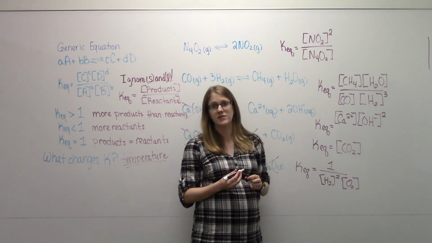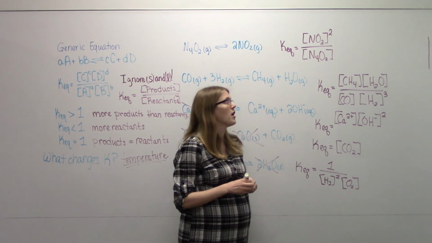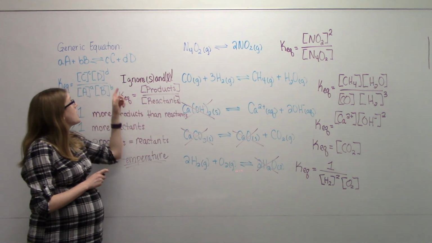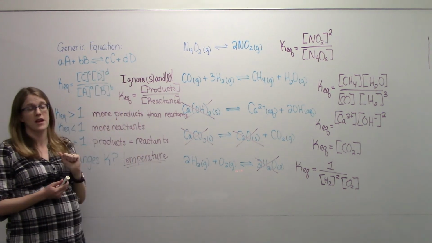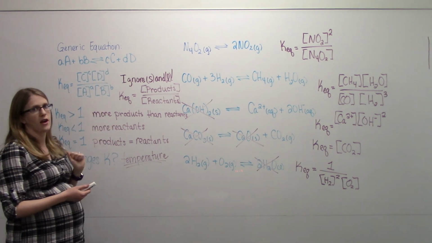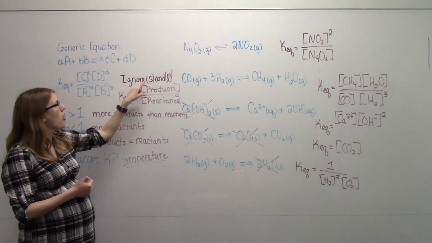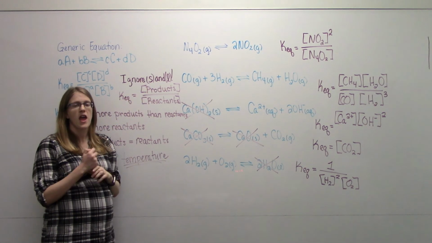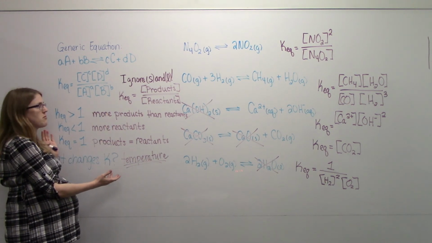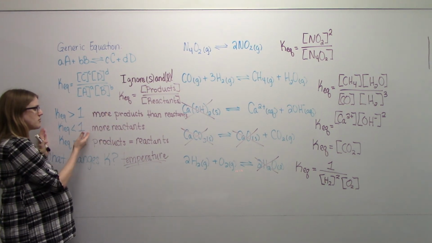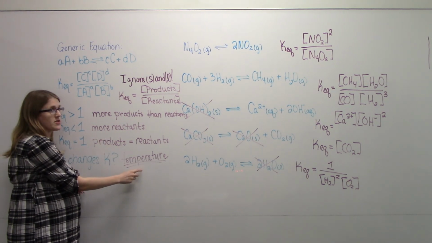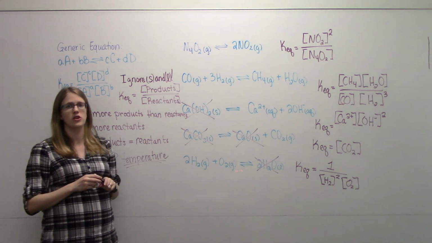So before I end this video, I want to go over some key points. Generally speaking, you're looking at products over reactants. You are taking the coefficients, turning them into exponents. Do not change the substance at all inside the brackets. Ignore all solids and liquids. And make sure that you review and know generally what K actually means. If it's greater than 1, less than 1, or equals 1, what that actually looks like. And then make sure you know that temperature is the only thing that can actually change K.